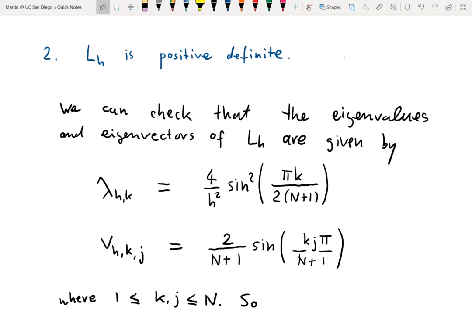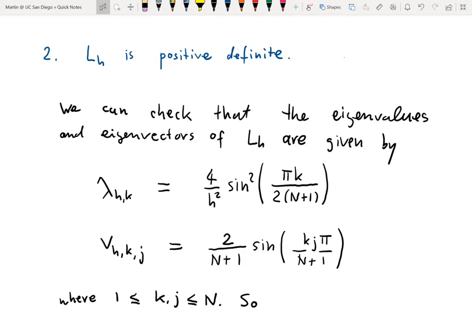Let me just say that the trigonometric functions sine and cosine are eigenfunctions of the second derivative operator, so to speak. And so it can be expected that the eigenvectors of the finite difference matrix will also resemble sine functions. But that's something we're not going to go into too much detail now.